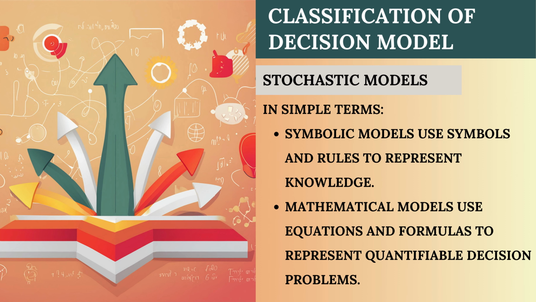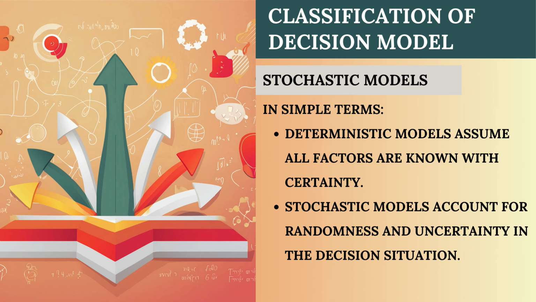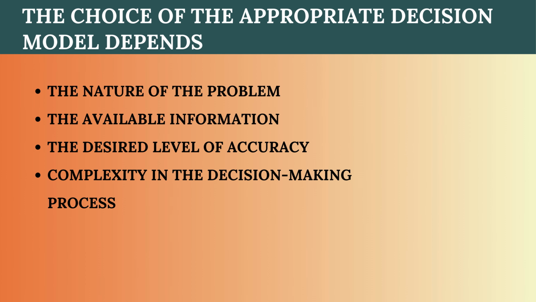In simple terms, symbolic models use symbols and rules to represent knowledge. Mathematical models use equations and formulas to represent quantifiable decision problems. Deterministic models assume all factors are known with certainty. Stochastic models account for randomness and uncertainty in the decision situation. The choice of the appropriate decision model depends on the nature of the problem, the available information, and the desired level of accuracy and complexity in the decision-making process.